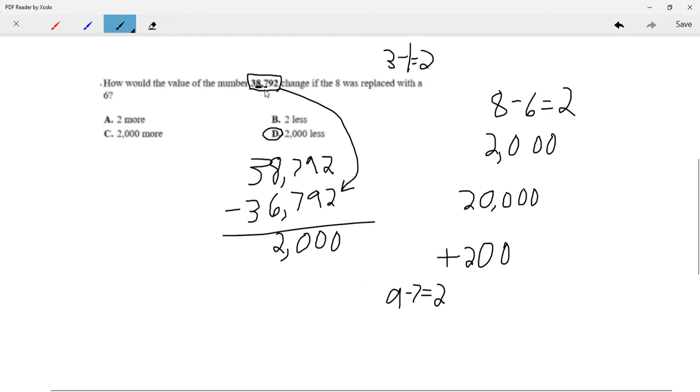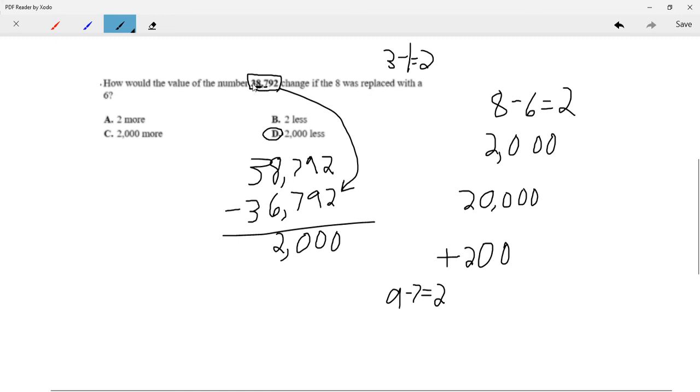So you can either do a literal subtraction problem, just like this, or you can do it by thinking about what's actually happening with the place value, where the digit is in terms of place value, and then figuring it out from there, right?